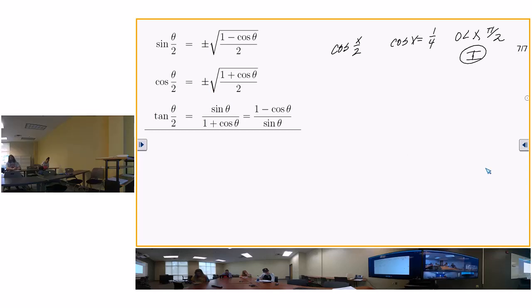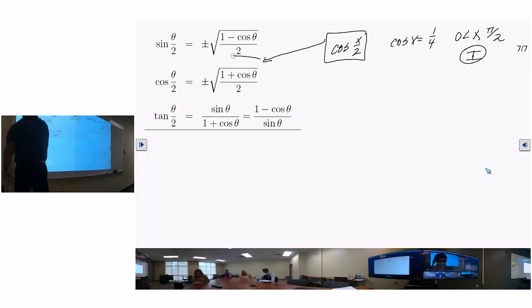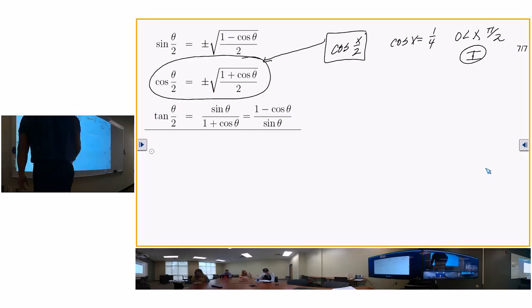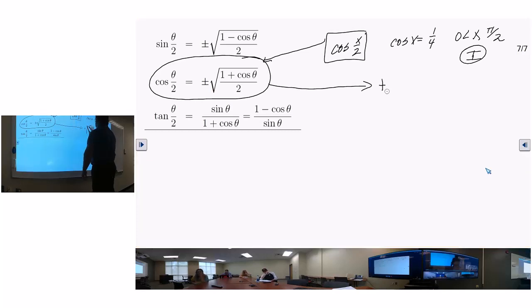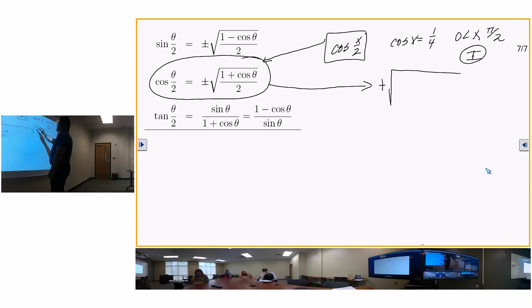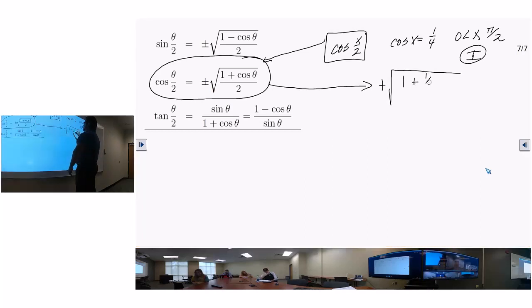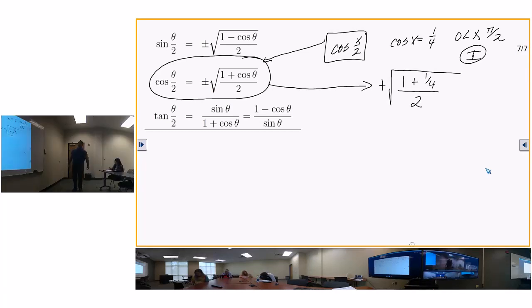This right here dictates that you're going to be using this one. Therefore, you go back over here and you say, okay, we know it's positive, so it's going to be in the first quadrant. And that's going to be 1 plus 1/4 over 2. Now, I'm no rocket scientist, but that to me is not very difficult.